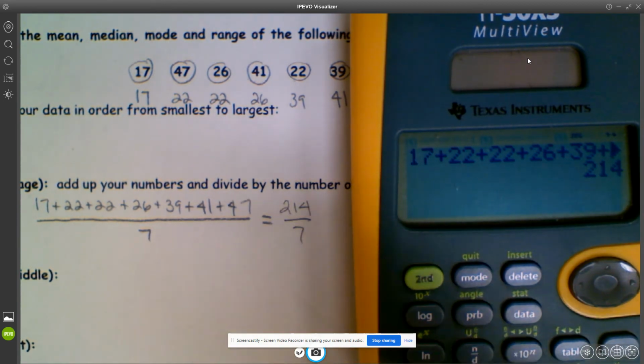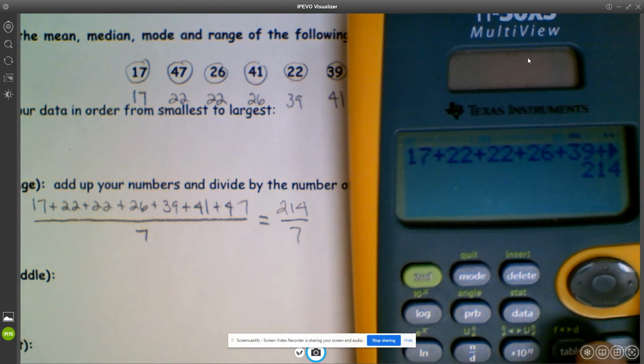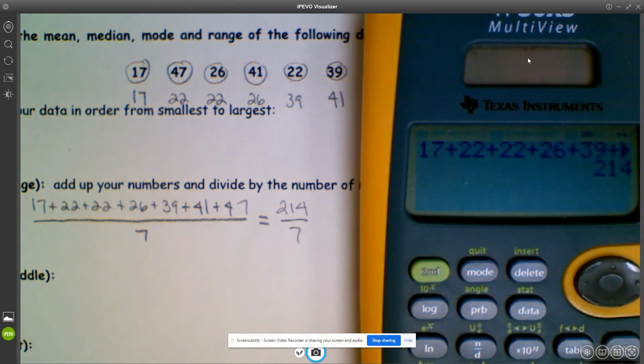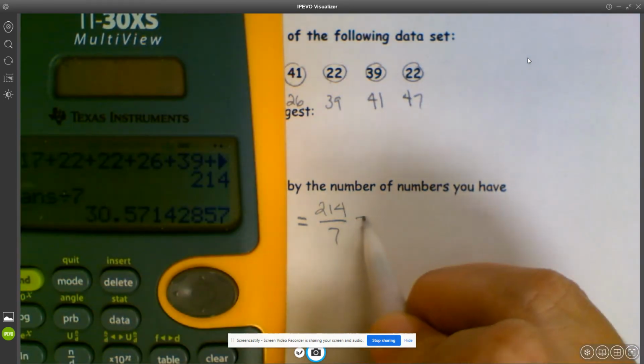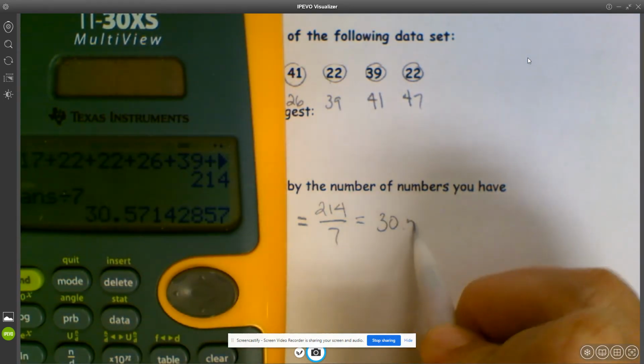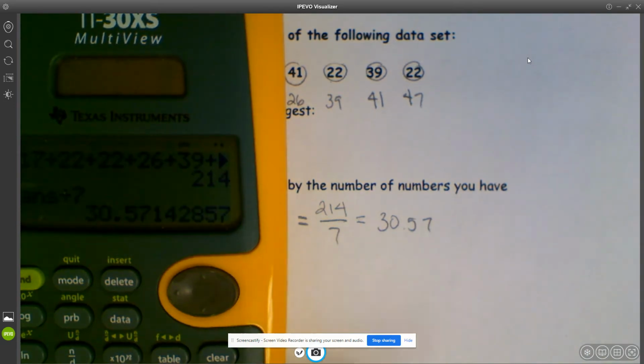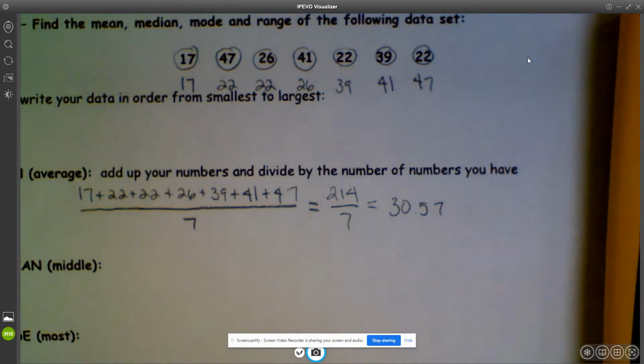And I divide that by 7. Now, I love my improper fractions, but when we're dealing with statistics, it helps to have an actual number. In most cases, you'll be rounding to the hundredths place, so to 2 decimal places. So that's where I'm going to take this one. So 30.57 is my mean.